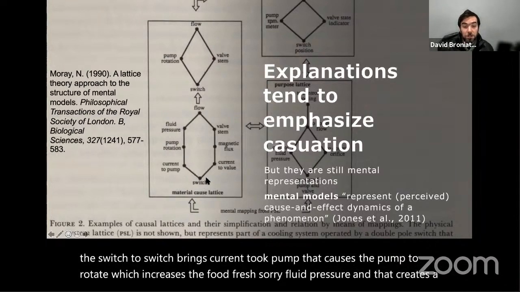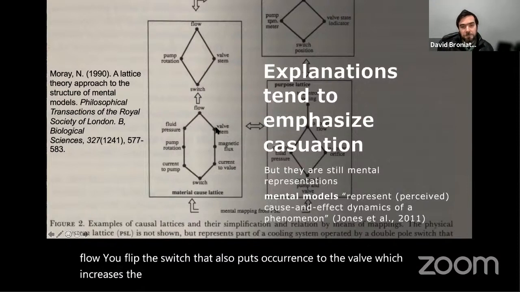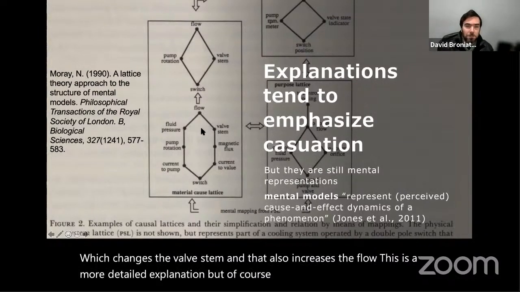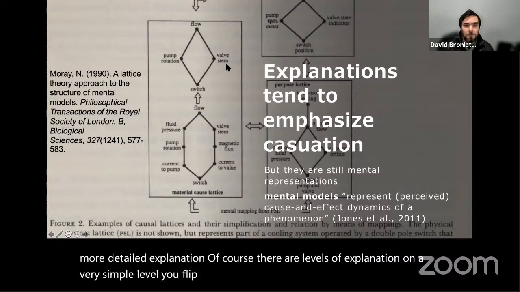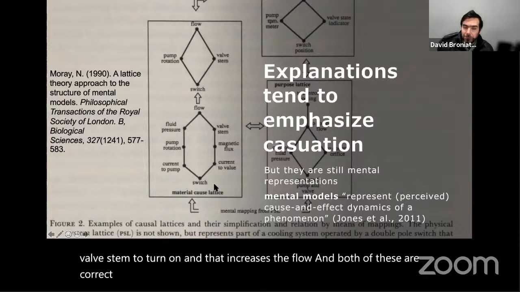We flip the switch, that also puts current to the valve, which increases the magnetic flux, which changes the valve stem, and that also increases the flow. This is a more detailed explanation, but of course there are levels of explanation. On a very simple level, you flip the switch, that causes the pump to rotate and the valve stem to turn on, and that increases the flow. And both of these are correct explanations. Only this explanation is more detailed because it's less abstract.